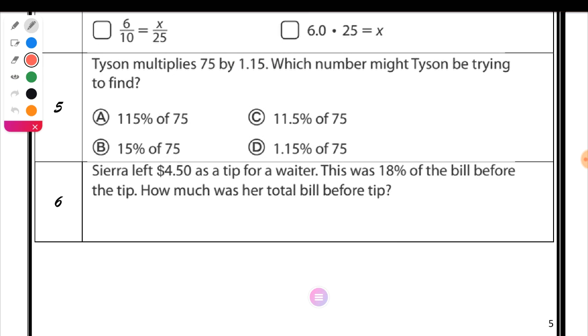Sarah left this number as a tip for the waiter. This was 18%. So this is a number and this is its percent of the bill. So the bill will be the whole. So this is the part. Okay? And this is the percent. And I need to find what? The whole. So find the whole, please. Okay? By using the formula, it's easy.